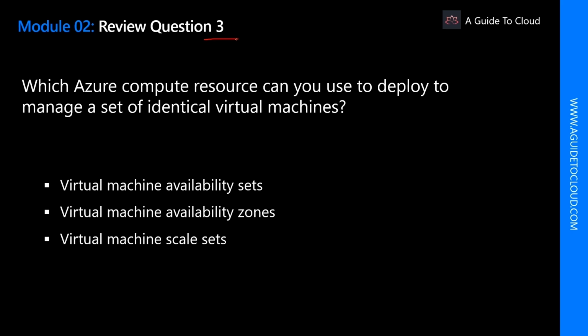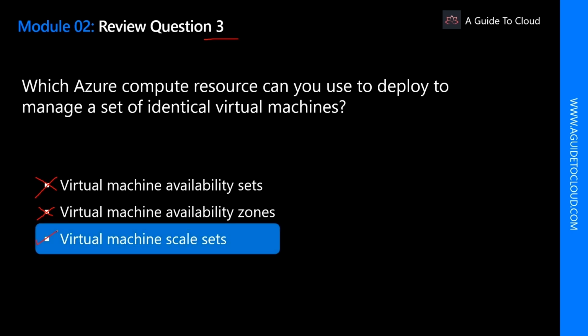Which Azure compute resource can you use to deploy and manage a set of identical virtual machines? We have learned about this topic when we were talking about the Azure Compute series. So we learned about virtual machine scale set, container, and Azure Functions. So is it virtual machine availability set? Definitely not. Availability set is something which will give you high availability from fault tolerance and update domain. Is it availability zone? Absolutely not. Again, availability zone will give you high availability from a data center disaster point of view. So the correct answer is virtual machine scale set. Virtual machine scale set lets you deploy and manage a set of identical virtual machines.